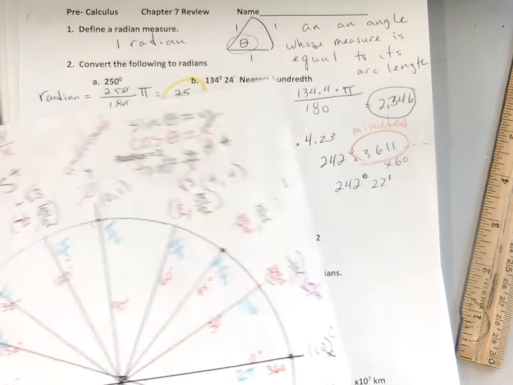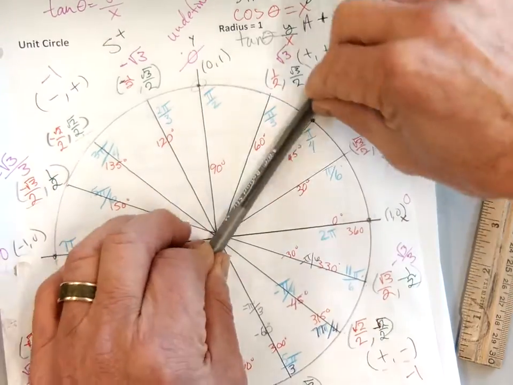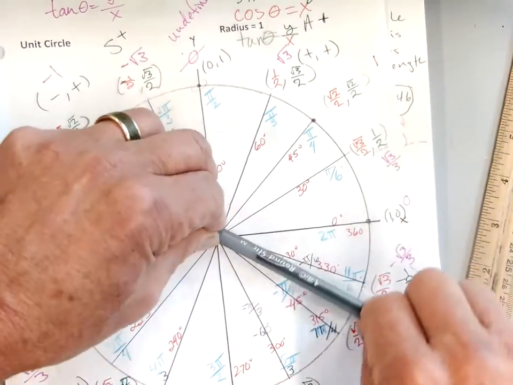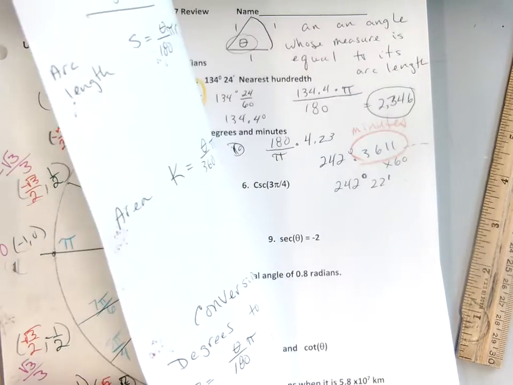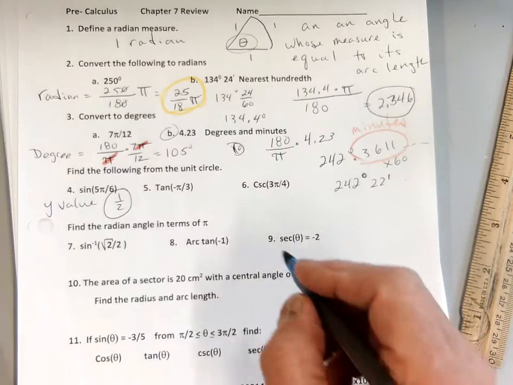Tangent of negative pi thirds. It's a rotation. Pi thirds rotates to here, but I'll rotate backwards. So the tire goes this direction, rotates backwards. Right here, I'm looking for the tangent value, which is on pink, negative square root of 3.